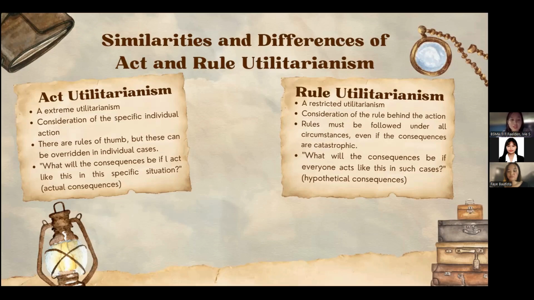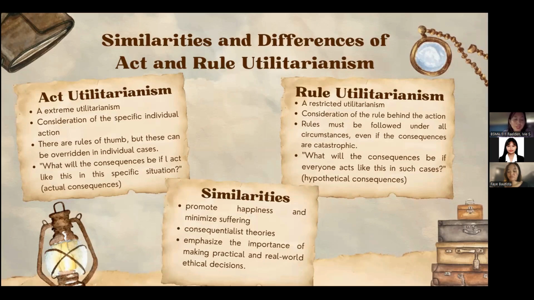Now, for the similarities, both theories aim to promote happiness and minimize suffering in moral decision making. Second, both act and rule utilitarianism are consequentialist theories, meaning they evaluate the morality of an action based on its outcomes or consequences. They emphasize that the right action leads to the best result, whether on a case by case basis, which is act utilitarianism, or by following general rules, which is rule utilitarianism. Lastly, both emphasize the importance of making practical and real-world ethical decisions.